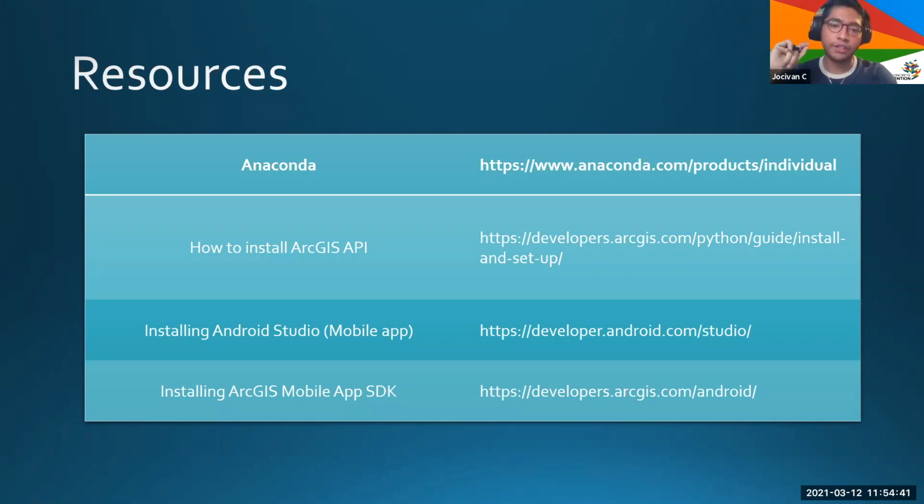And to install the ArcGIS API, you can go to this website. You don't need to download anything. You can install it straight from Anaconda. And if you're not sure how to do that, then this link will show you exactly how to do it step by step.